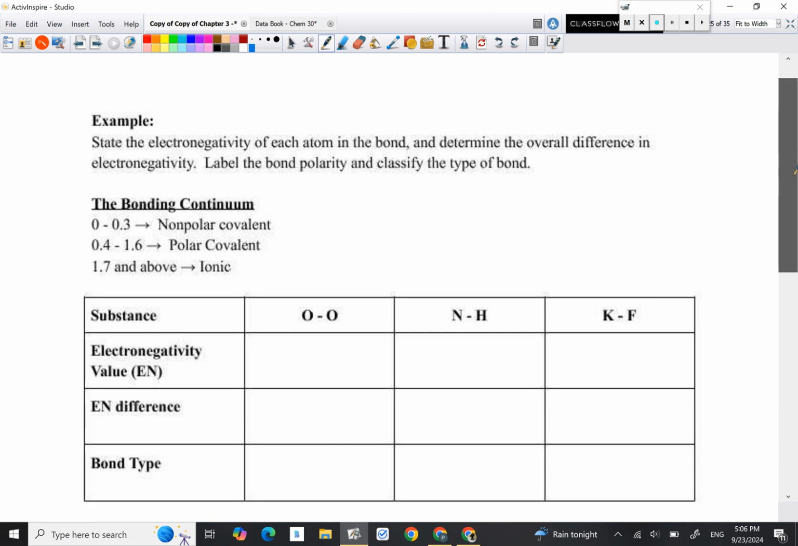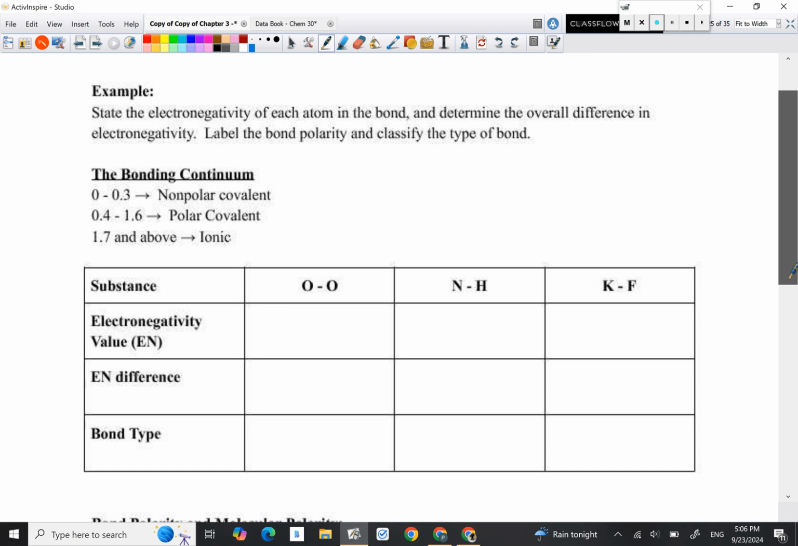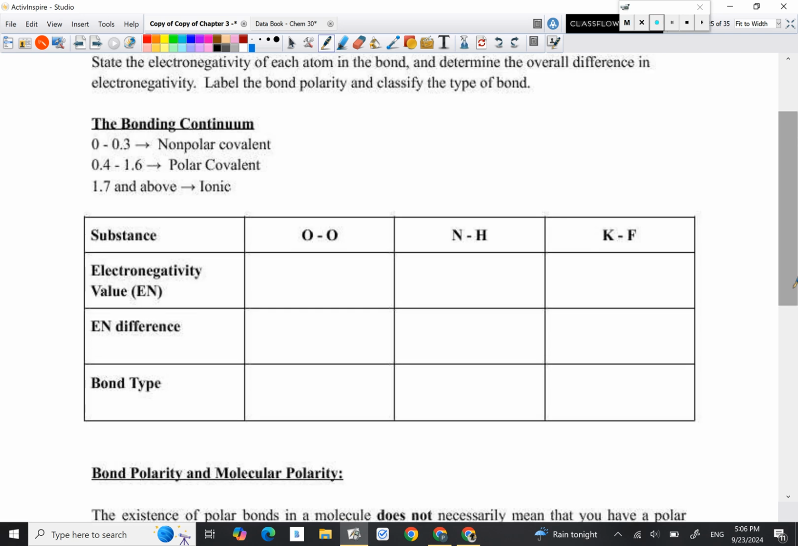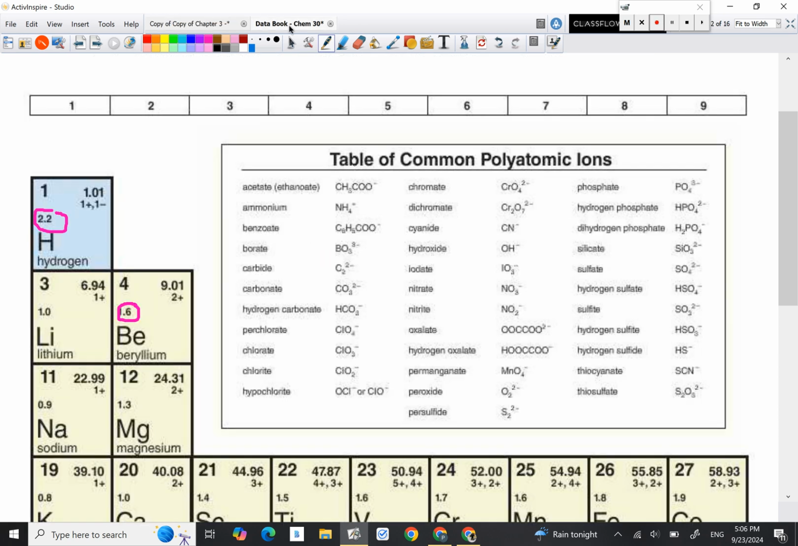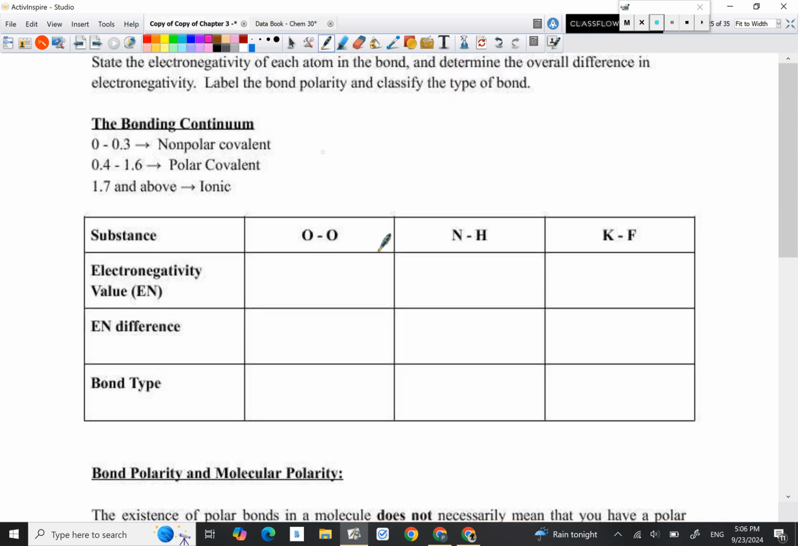Once again, I have the bonding continuum right here. Basically what we're going to do is take the difference between them. So let's say we had our oxygen. First we look at the electronegativity of oxygen, for the O2. We go to our periodic table, and we find oxygen is 3.4. All right, cool, so we're going to go back.